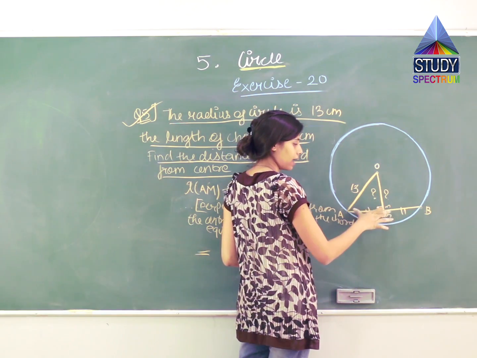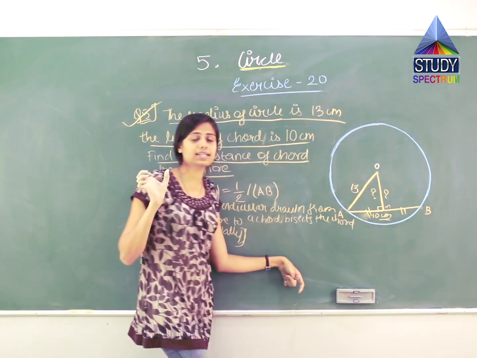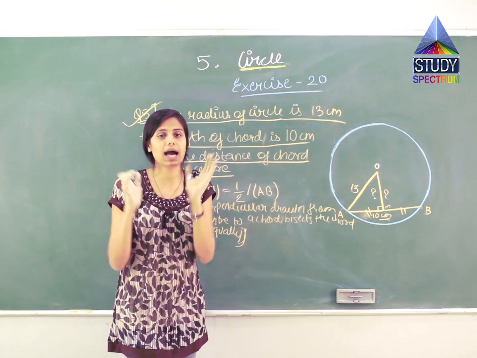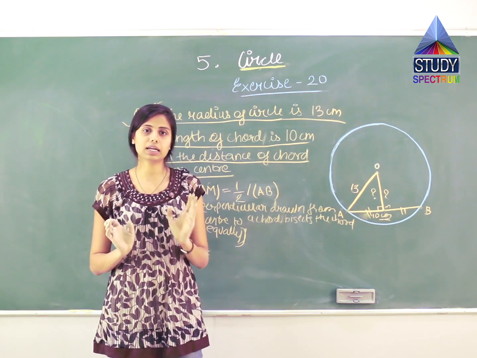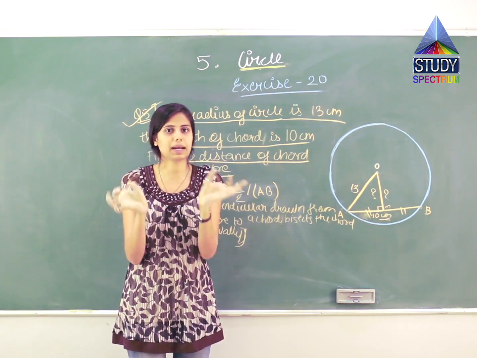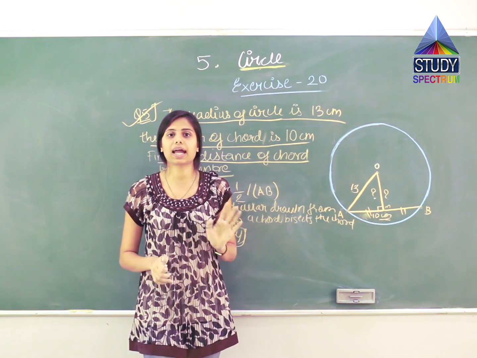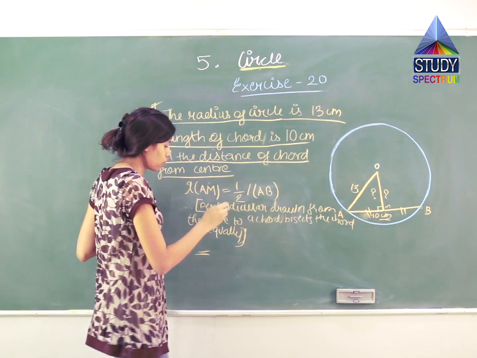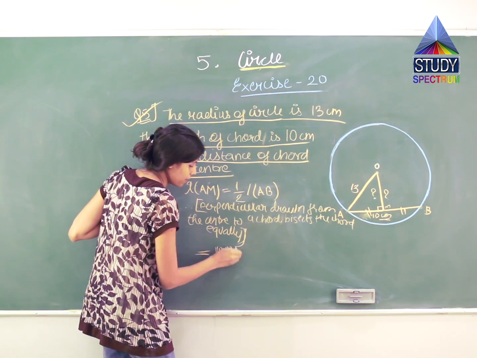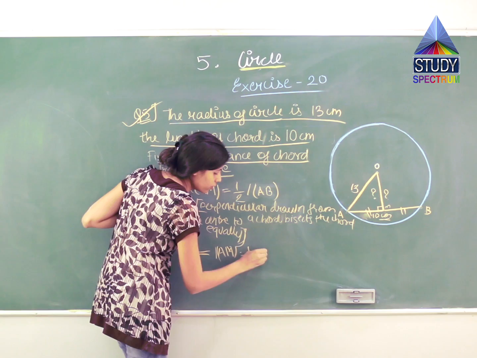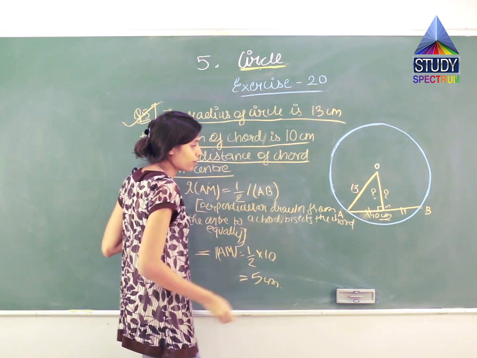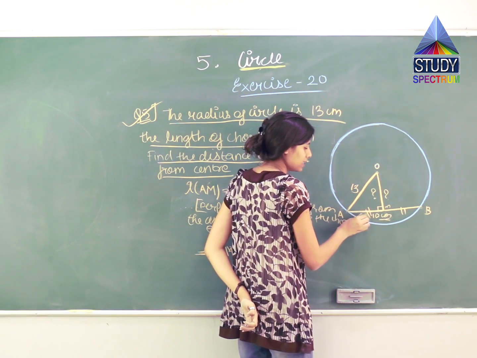Means what? If AB is 10 centimeter, then AM will be half of 10 centimeter, because AM and MB are both the same, and adding both of them makes AB. So if AB is 10 centimeter, how much will each part be? If both parts are the same, it will be 5, then only it can be the same, and when addition is made, it can be 10 centimeter. So what is length of AM? Length of AM is equal to half of 10, which comes to how much? 5 centimeter. So we got AM as 5 centimeter.